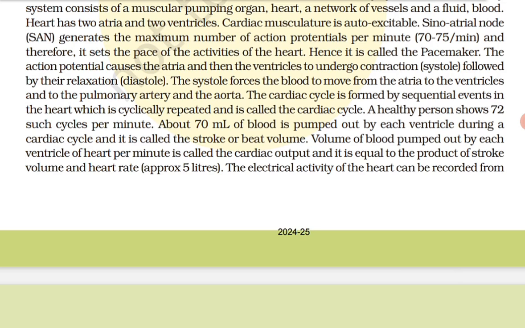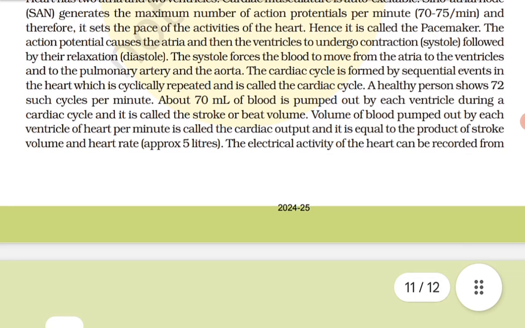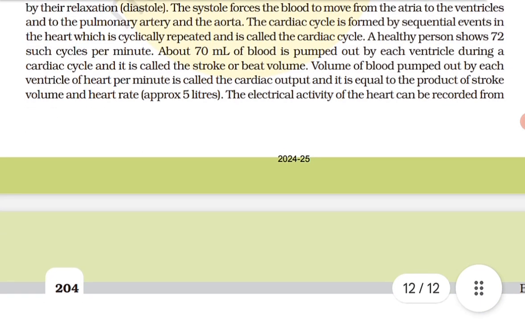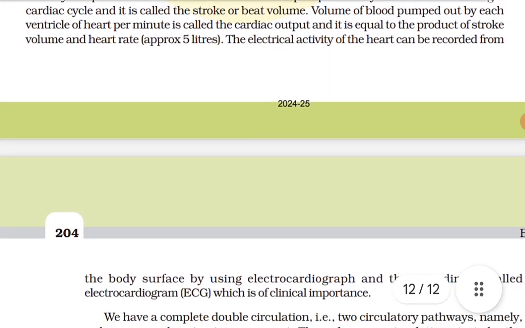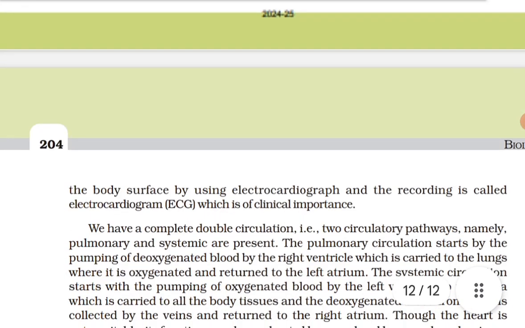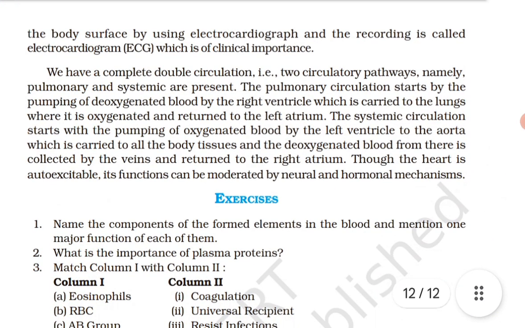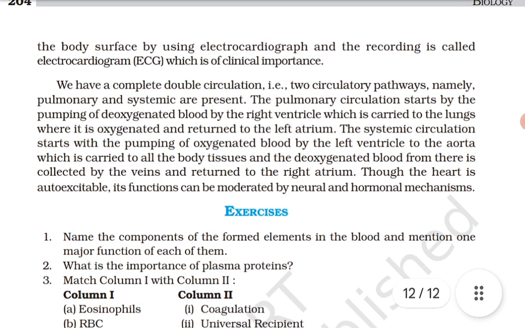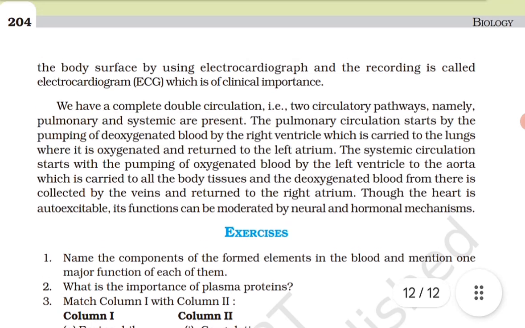The systemic circulation starts with pumping of oxygenated blood by the left ventricle to the aorta, which is carried to all the body tissues, and the deoxygenated blood from there is collected by the veins and returned to the right atrium.